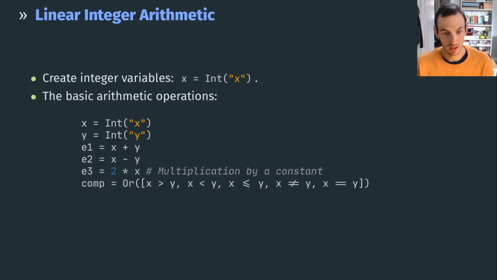And you can also write the formula e3 that is 2 times x, but remark that in linear integer arithmetic you can only multiply a variable, here x, by a constant, here 2. And then finally, if you want to create the propositions, you need the comparison operators. And in Z3 you can use any of the comparison operators listed here. So x larger than y, less than, less equal, or different from y, or equal to y.